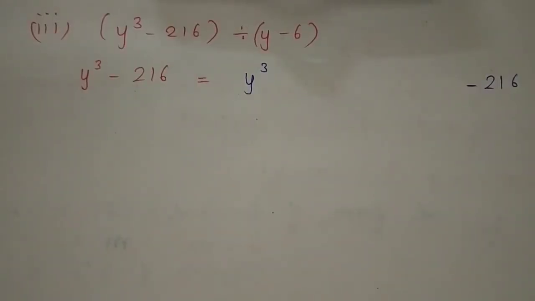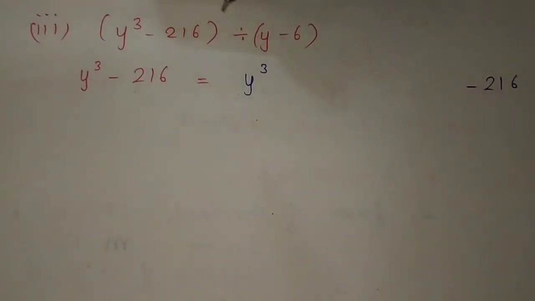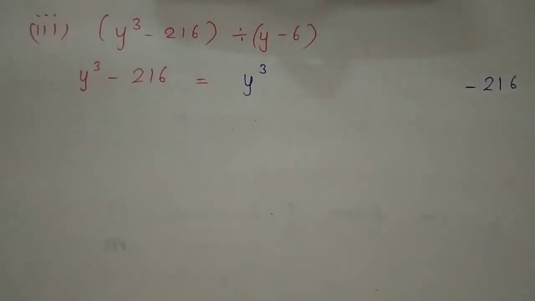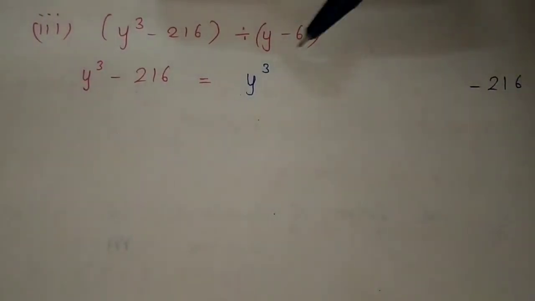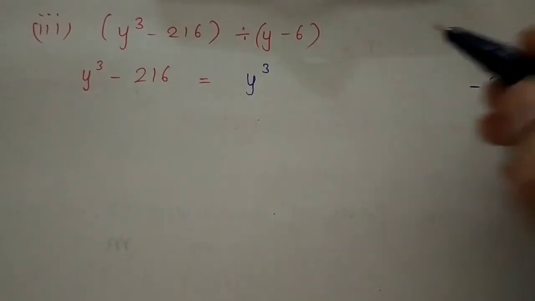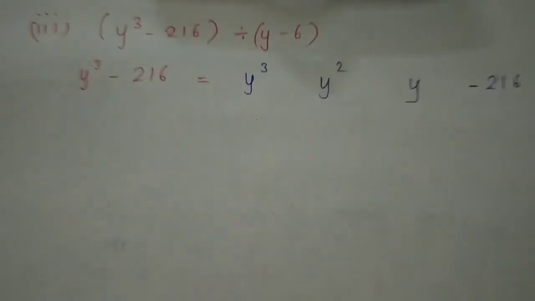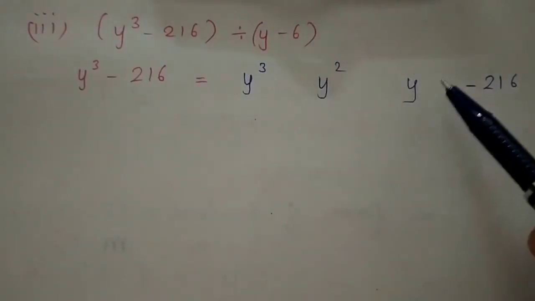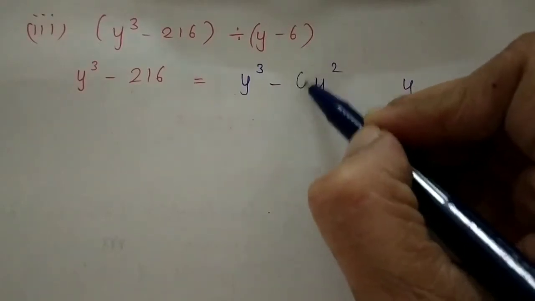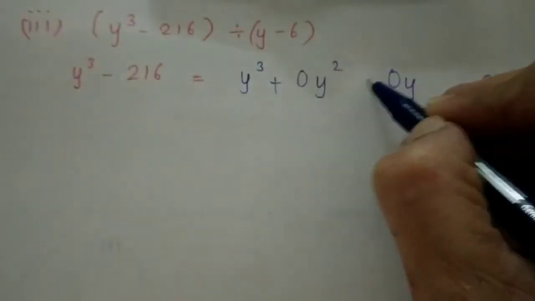Now in the third sum, y cube minus 216 divided by y minus 6. Now the problem here is the dividend is not in the proper standard form. See, directly after 3 we have the power 0 here. So my first step will be to arrange it in the proper standard form. So I write down y cube here, and I write down minus 216 here, because in between I will have y square and y. Yes, so now they are in proper order, 3, 2, 1 and 0. So here I'll put 0, here also I'll put 0.